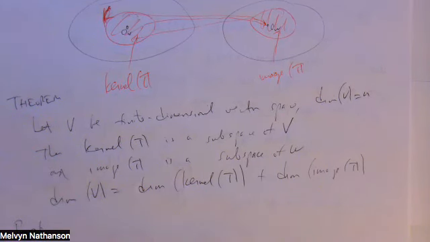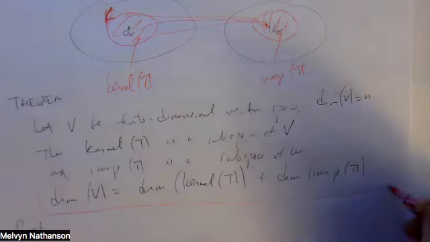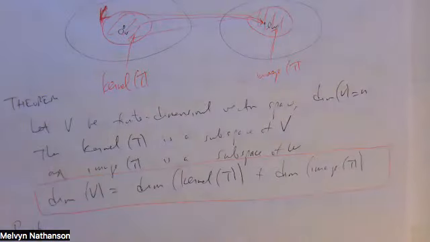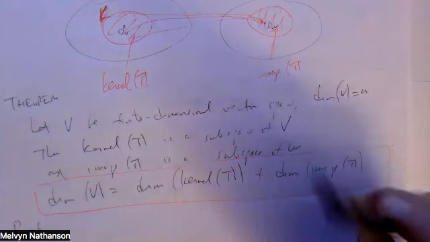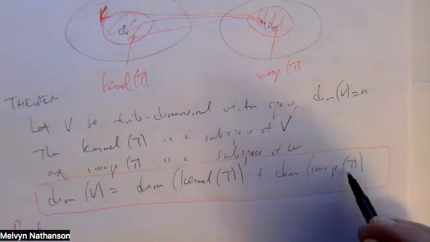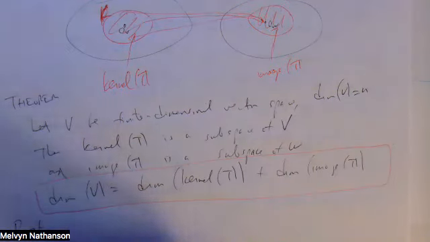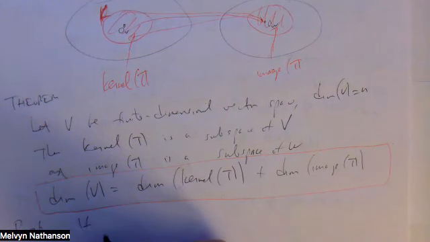So this is really a very important theorem. It's one of the fundamental theorems in linear algebra. For finite dimensional spaces, if you have a linear transformation T from V to W, the dimension of V is the dimension of the kernel plus the dimension of the image. And note, I didn't say anything about the dimension of W. Maybe W is infinite dimensional, but the image of T is not.